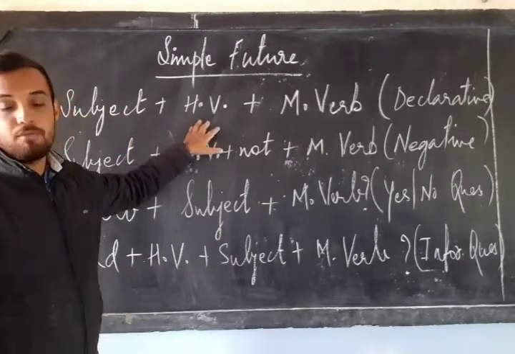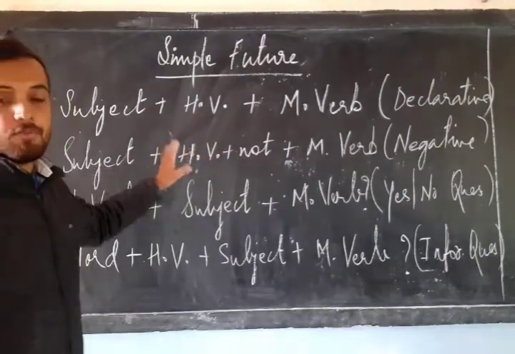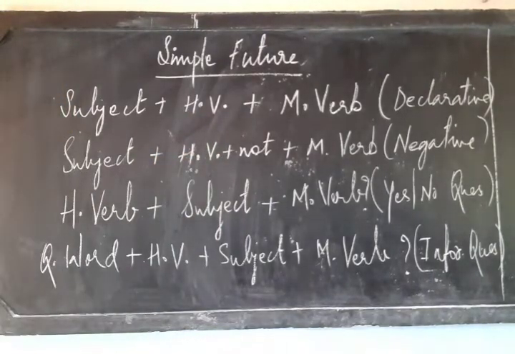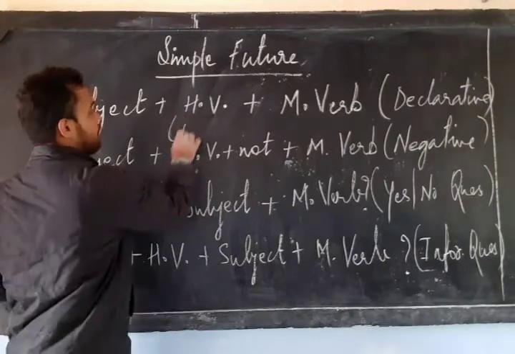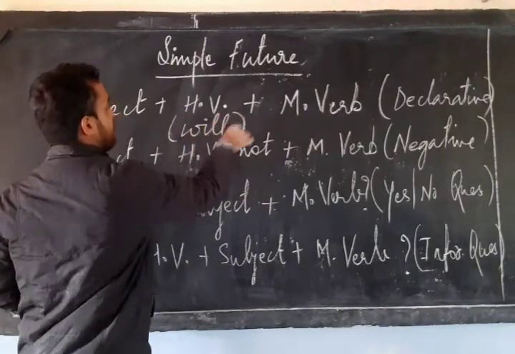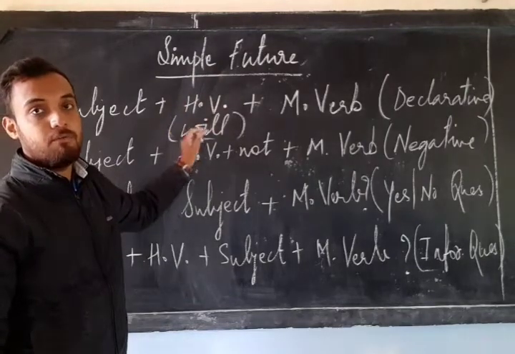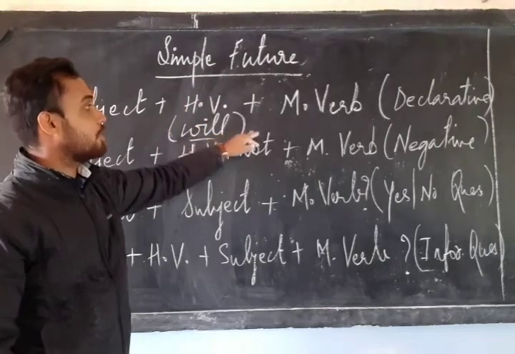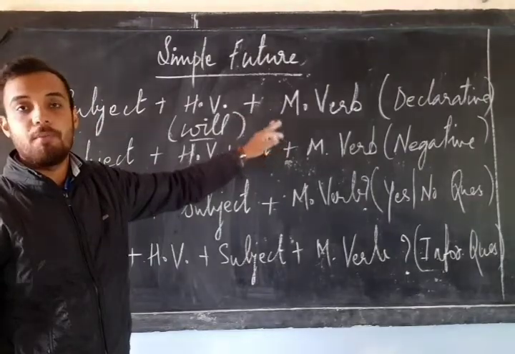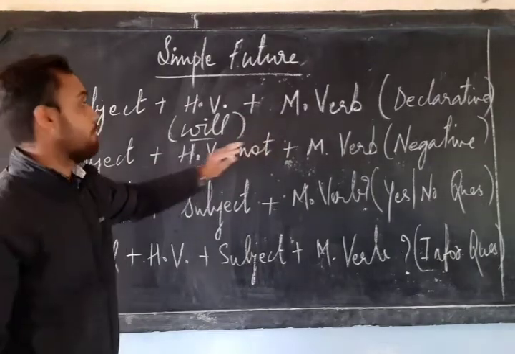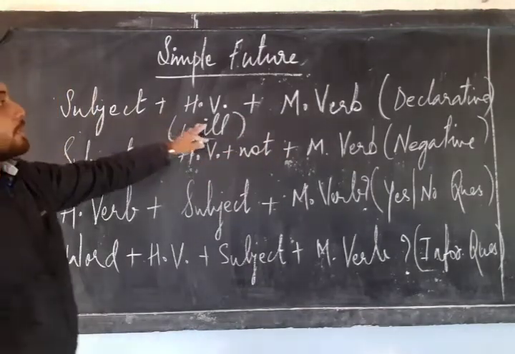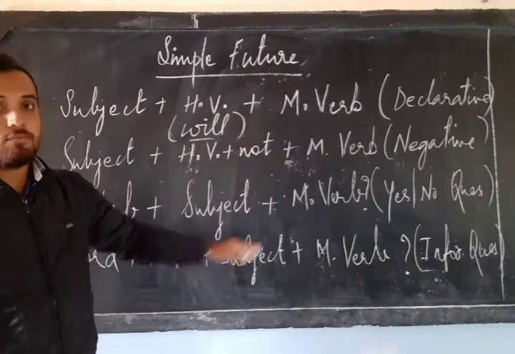Then comes the helping verb. The helping verb that we use for simple future is will. We use will for simple future tense. The helping verb will is used for future tense. And the main verb will be present in its original form. That is subject plus helping verb plus main verb.